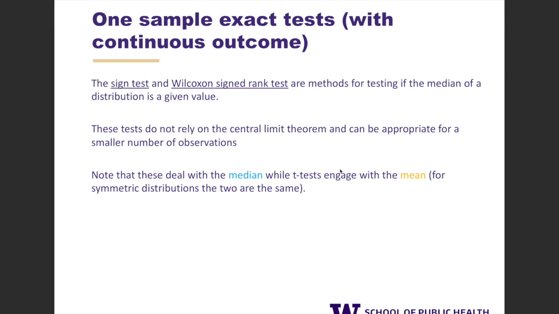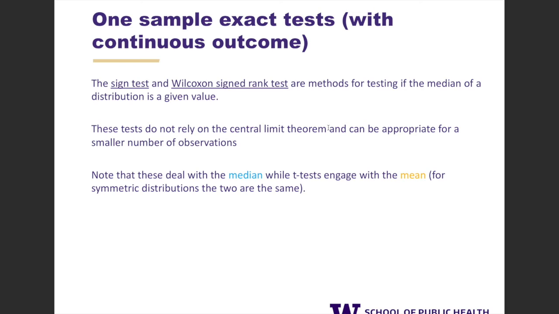On the upside, they don't rely on the central limit theorem, as we mentioned before. They can be used even if you have only a small number of observations. Right? The p-values you get out of them will be accurate. They're not these approximate p-values. They will be accurate even if you only have 10 or 15 observations. Again, now you're testing the median rather than the mean.